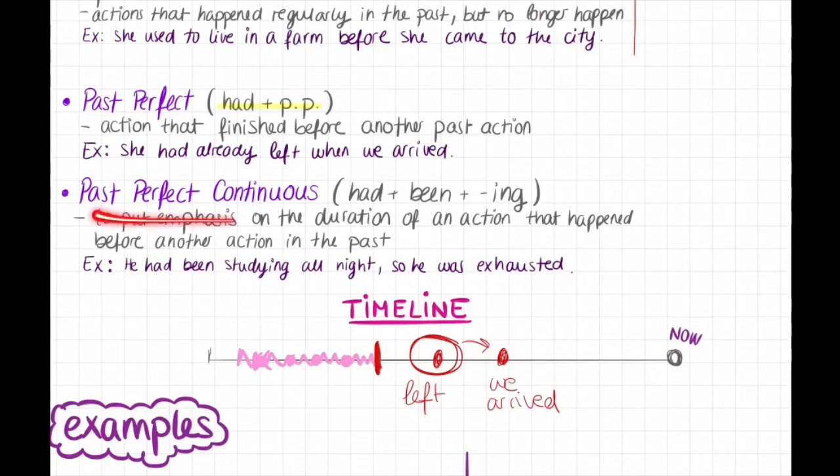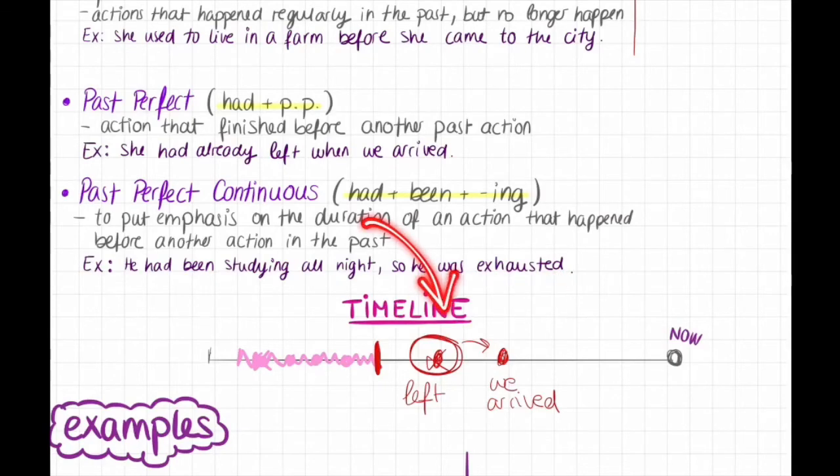The same with the past perfect continuous. We form it by using had plus been plus the verb in the ing form. It's used to put emphasis on the duration of an action that happened before another action in the past. The example would be, he had been studying all night, so he was exhausted. So what happened before is that he had been studying all night, and as a consequence, afterwards he was exhausted.